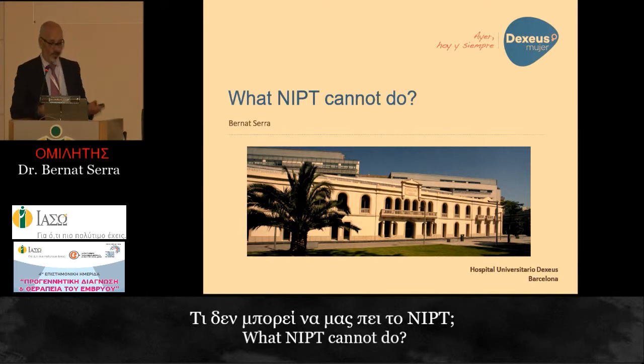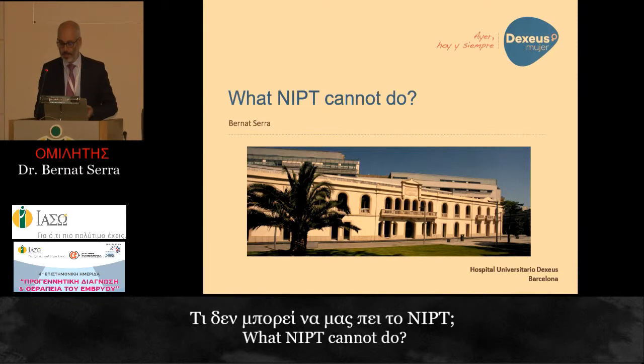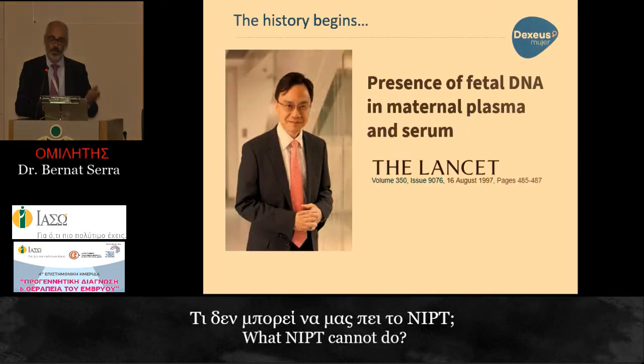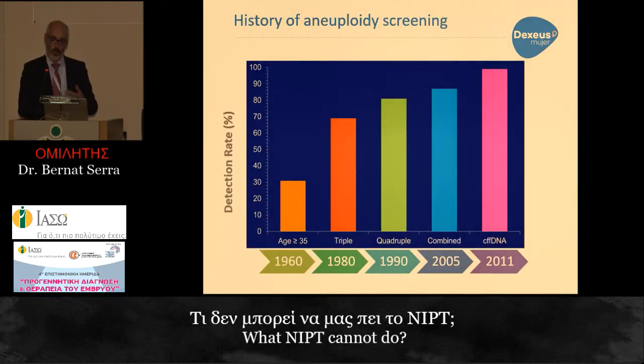And I have been asked by you to try to answer what NIPT cannot do, but maybe a better question would be what NIPT cannot do yet. Because although the history of NIPT, as it is done nowadays, started more than 20 years ago with the publication of Dennis Lo's paper on the presence of fetal DNA in maternal plasma and serum, NIPT did not become commercially available until 2011. That is less than 10 years ago. That means it still has a long way to go, and I'm absolutely sure that there will be many improvements in the next few years.